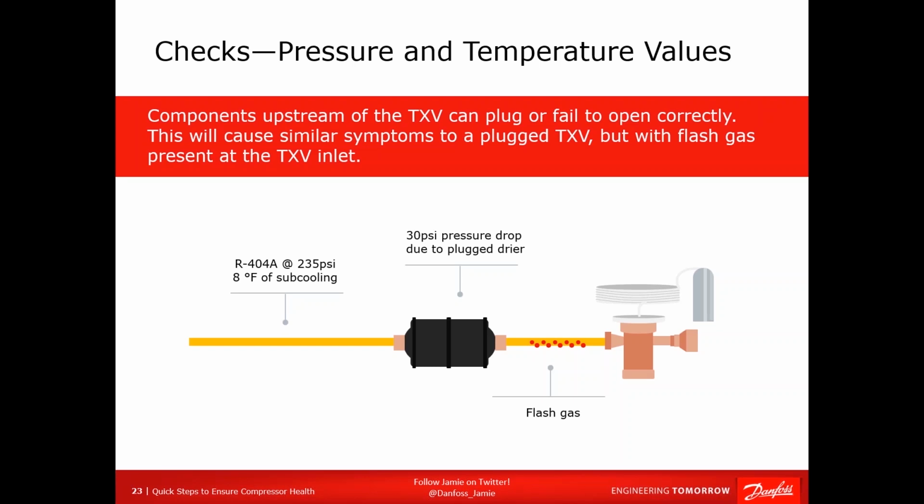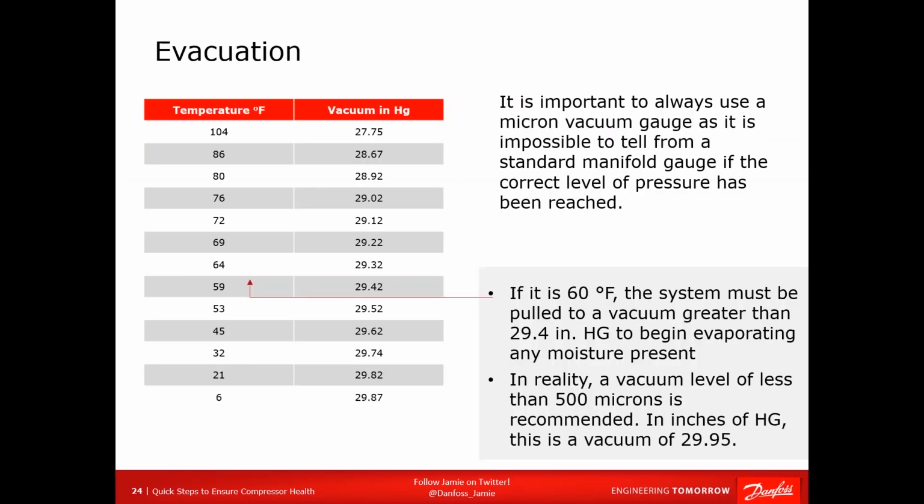So a lot of times you can easily detect these with your hands or your ears and even your eyes, okay? If you can't, just put a couple of thermocouples on either side of the dryer and check it. If you're measuring a 5 or 6 degree temperature difference, that dryer is plugged. So once you get more than whatever subcooling value you have, in equivalent pressure loss, you're going to have flash gas.